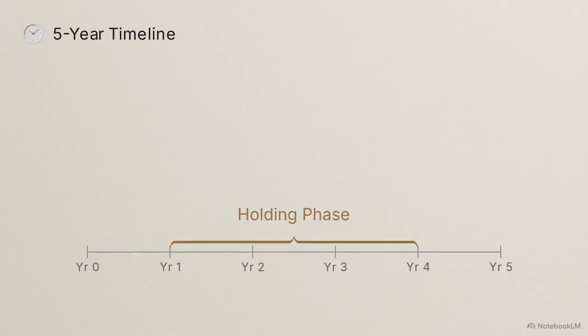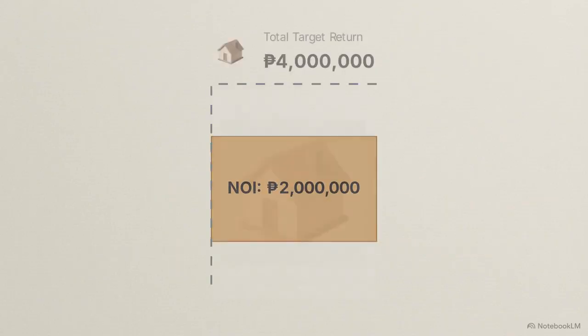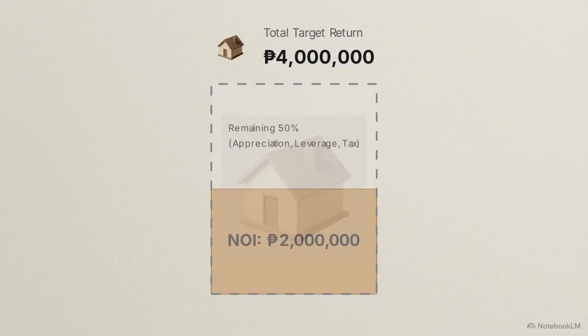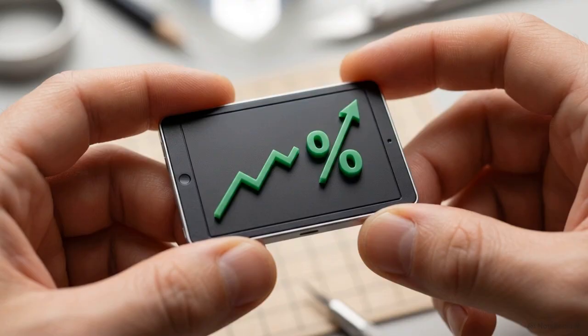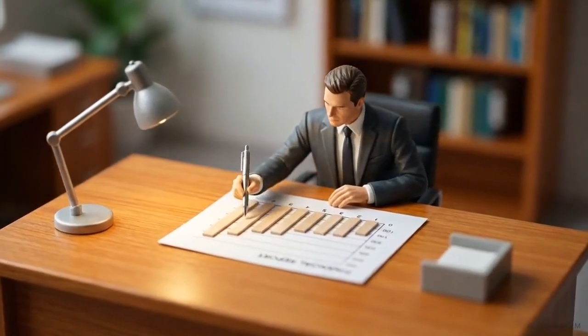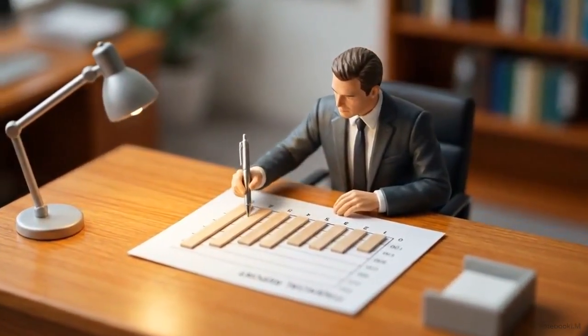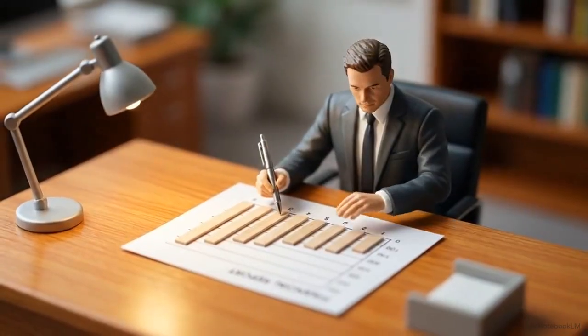Over our 5-year timeline, this recurring NOI produces exactly 2 million pesos. That is half of our target case study return. During this phase, investors track their cash-on-cash return. It's a ratio that measures the actual annual pre-tax cash flow against the exact amount of leveraged equity invested in year 0. Properly calculated NOI provides predictable liquidity. It forms the stable, recurring mathematical basis for the asset's intrinsic valuation.